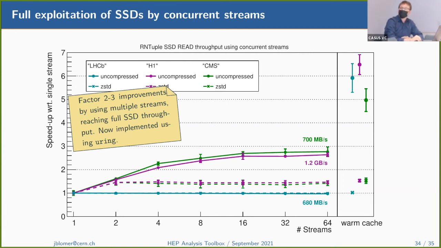Why do you scale so badly here? I mean, basically, you see a strong scaling that levels off after four streams or something. The difference between 4 and 64 is maybe still there, but not a big effect. You're already at 2 at 4, but not reaching a speedup of 3 even with 64 streams.